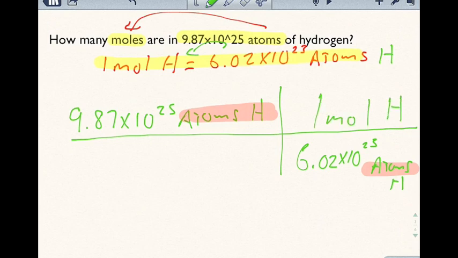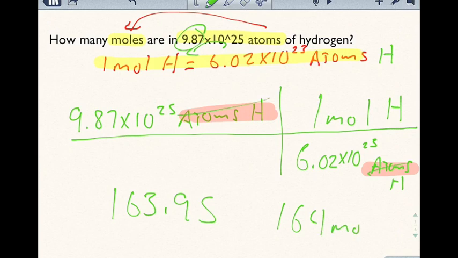And what we're going to see is that we're going to end up dividing this out, and when we divide this out, we will get a number right around 163.95, and if we're using correct number of sig figs, we only need 3 sig figs here, so it'd be 164 in our unit, because remember those guys cancel. Our unit is going to be moles of hydrogen.